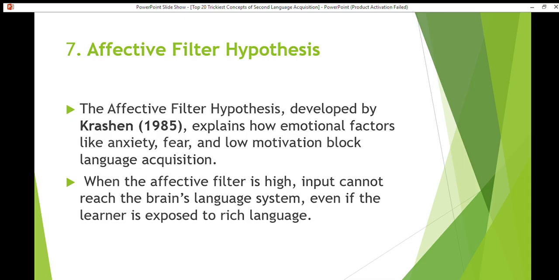This theory says emotion affects learning. Fear, stress, and low confidence block learning. A relaxed learner learns better. For example, a student who is afraid of making mistakes speaks less and learns slowly.